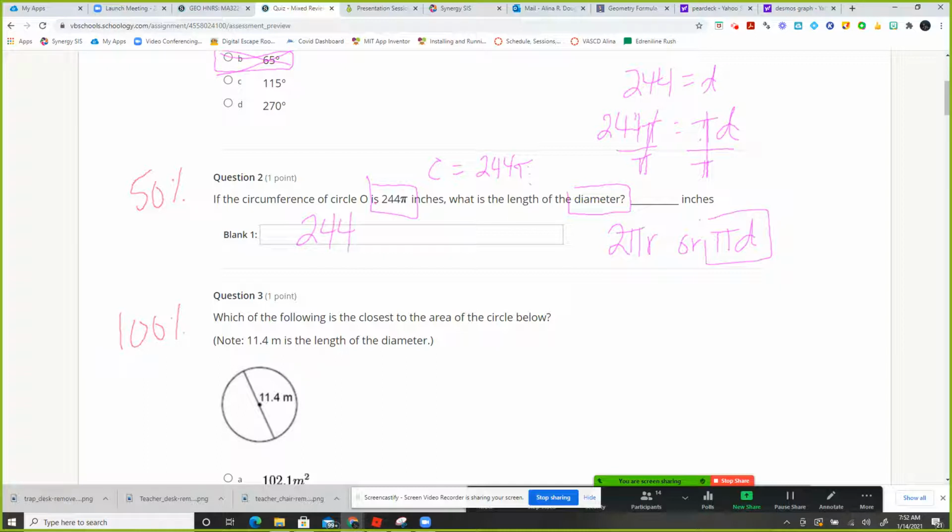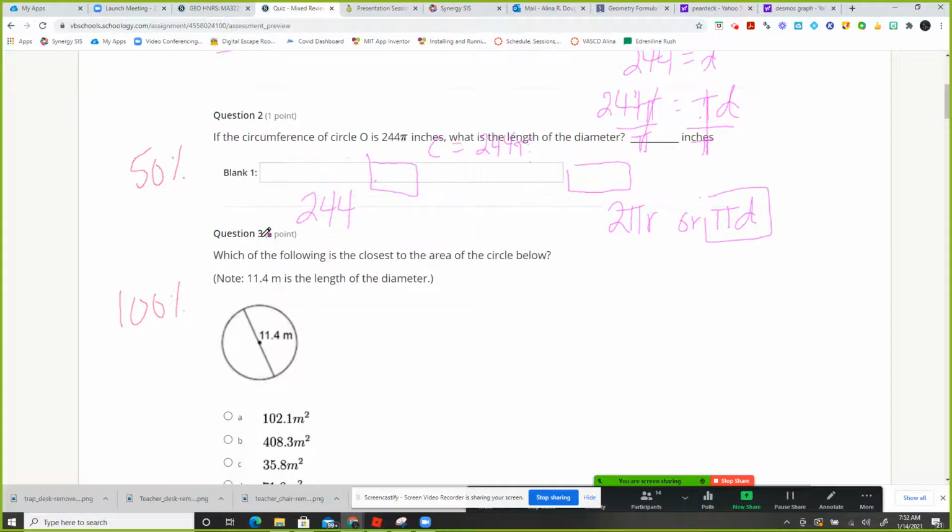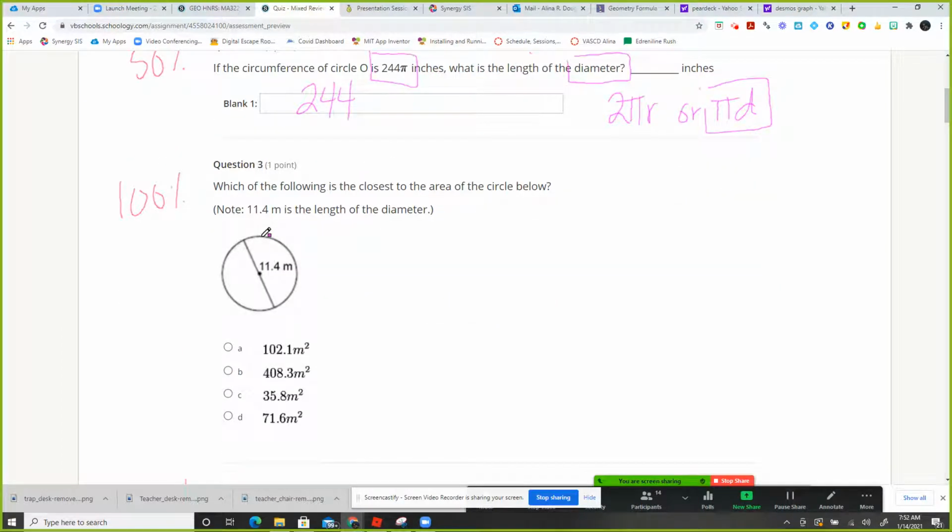This is one of the easiest questions that is overthought, ladies and gentlemen. You just got to remember that the circumference is just pi times the diameter. So if you're given the circumference equals a number times pi, diameter is just that number. Okay. Excellent job on this one, everybody who did it.